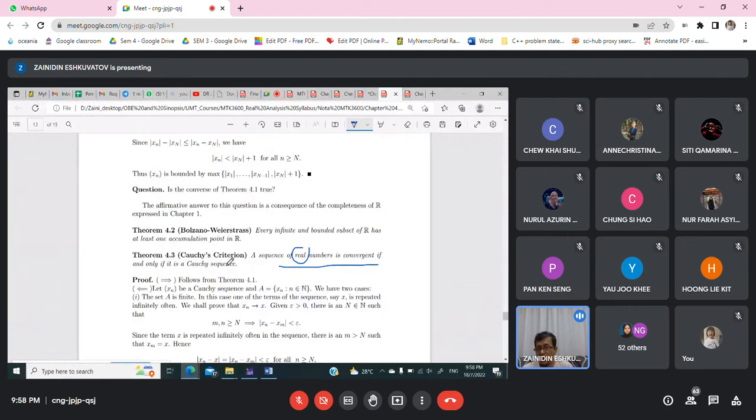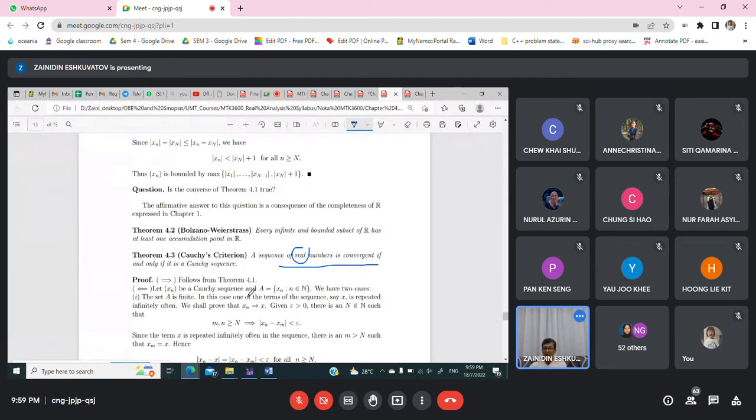Actually, the opposite direction is easy to prove. But if it is a Cauchy sequence, why is it convergent? That one is a little bit more difficult. But it is already stated here, and there is a proper proof. Here, some type of sequence is given. It is not stated as the proof of the Cauchy criterion, for example. No, there is an example. So using this theorem, you need to prove it.